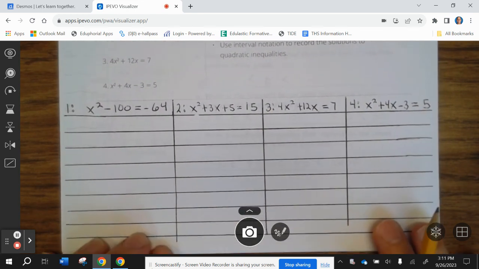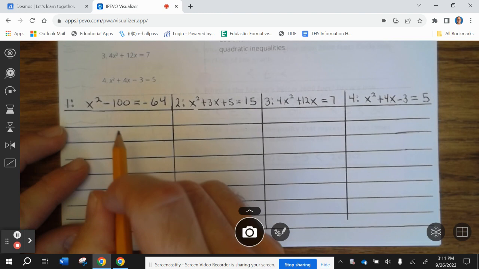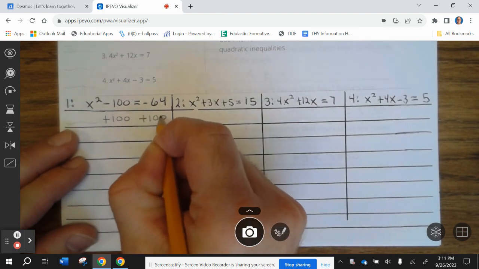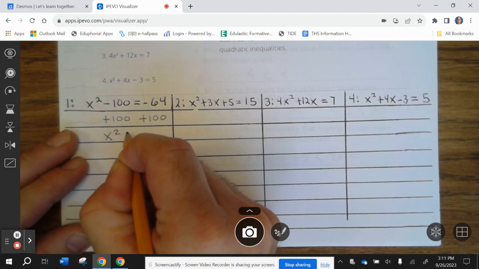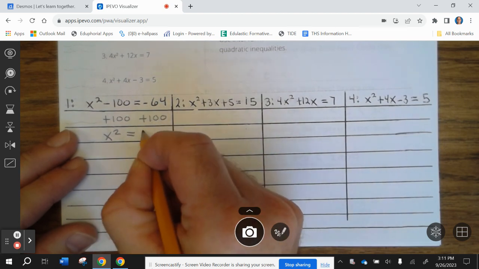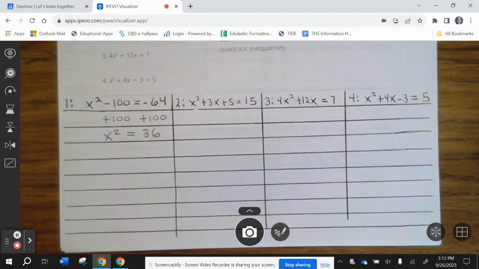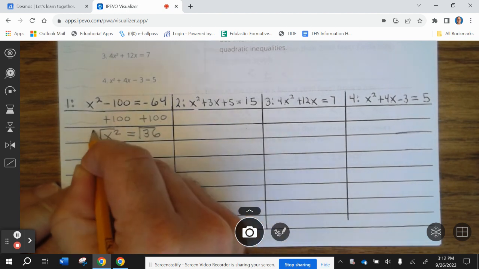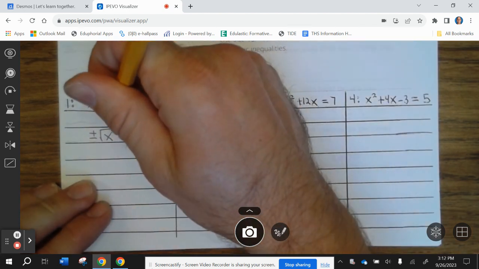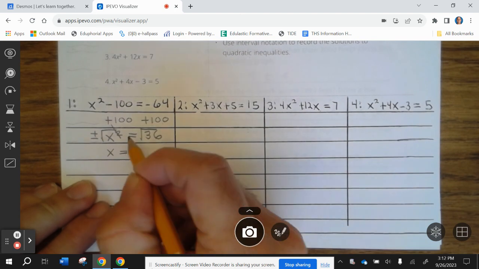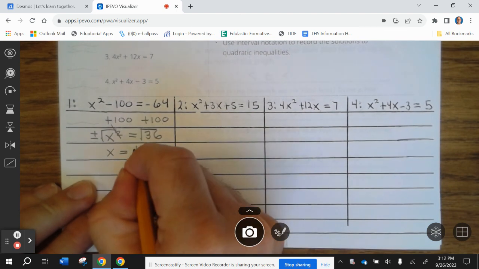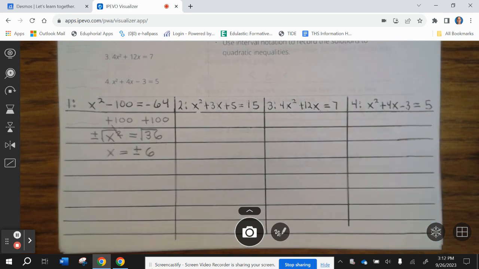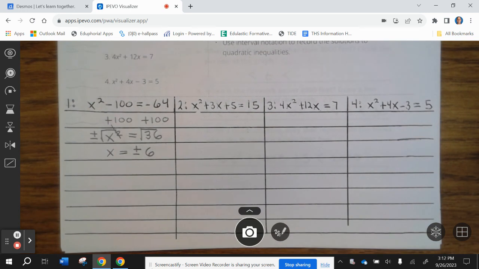Let's take a look. Okay, so to solve this, we're going to add 100 to both sides. So you get x squared equals negative 64 plus 100, which is 36. We're going to take the square root of both sides. Remember, square root's plus or minus. The square root cancels the squared. You get x equals, the square root of 36 is plus or minus 6. All right, go and finish up number 1.